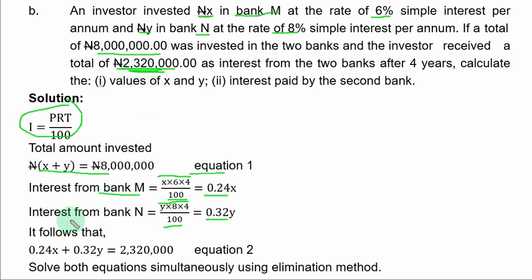Total interest received is 2,320,000. That means 0.24S plus 0.32Y equal to 2,320,000 naira. You call that equation 2. Anytime you have 2 equations with two unknown variables, you always solve them simultaneously. Here I'm going to use the elimination method.